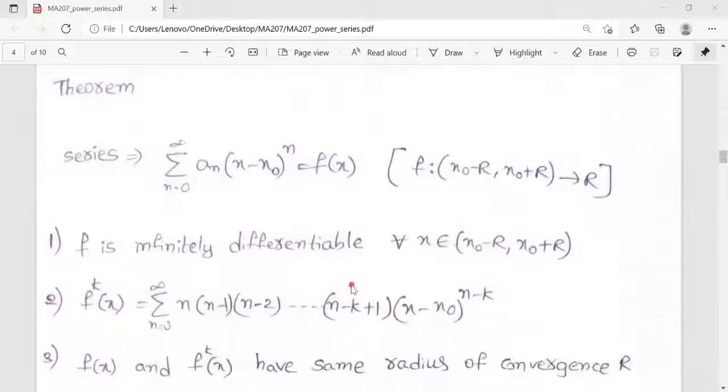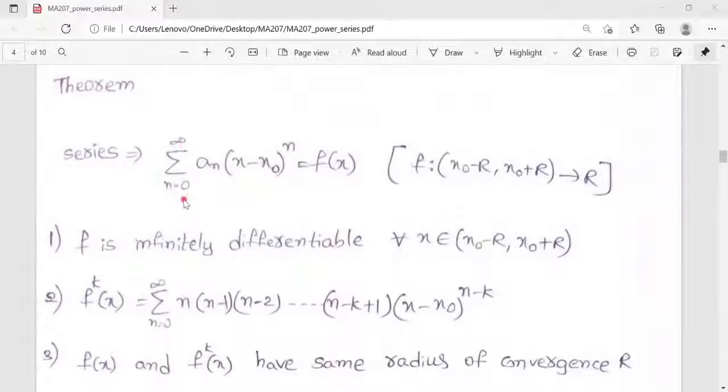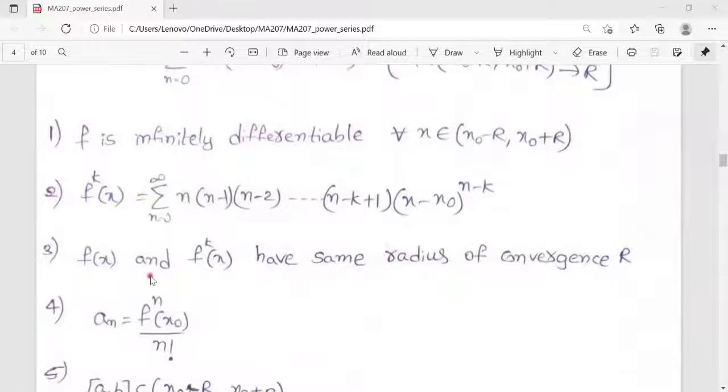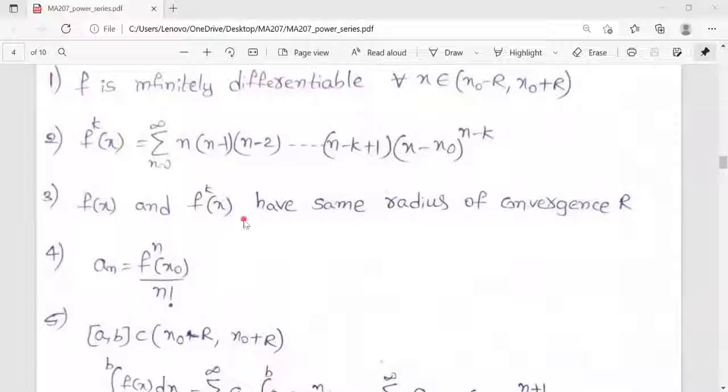Next we have a theorem for power series. The theorem has the following points. If this series is equal to f of x, then f of x is infinitely differentiable in the interval of convergence. Second, we can differentiate it term by term on both sides, and we get this second point. And f of x and the kth derivative of f of x have the same radius of convergence r.